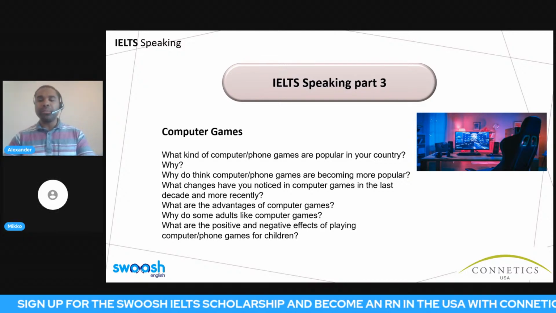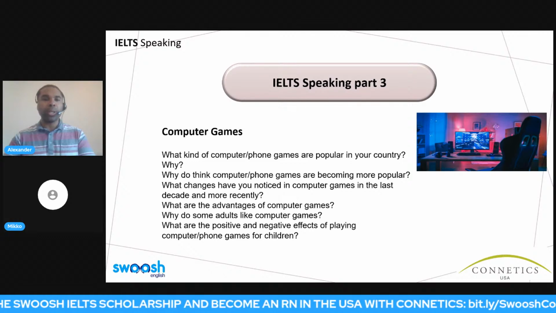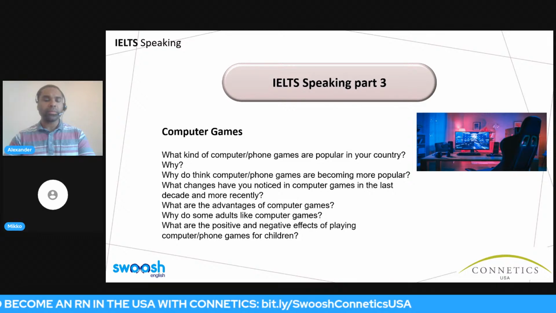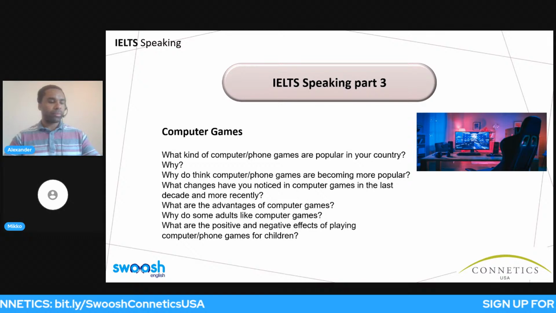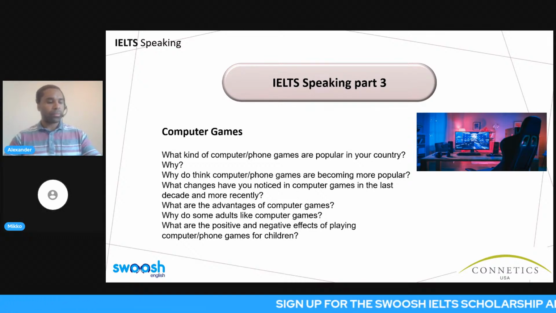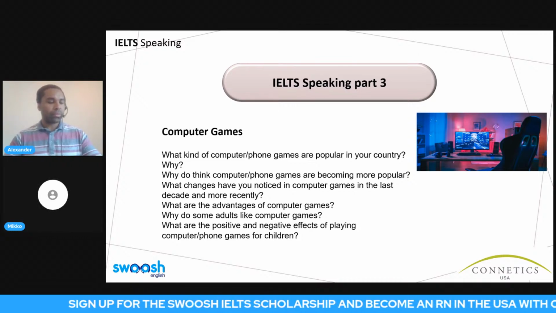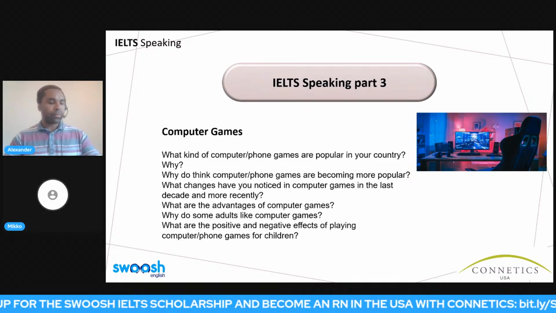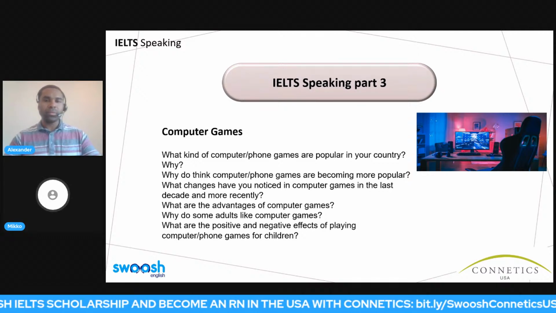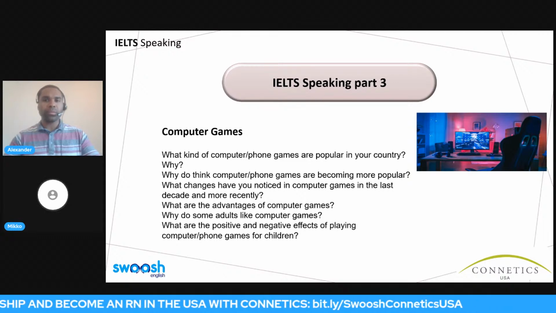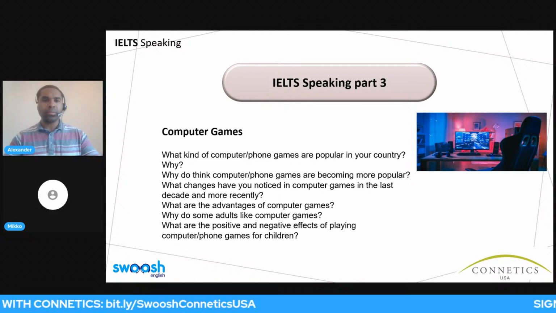Why do you think computer games are more popular now than they were in the past? Well, I guess it's more convenient and accessible, and at the same time you don't need to go to a certain place to play this kind of game, unlike in the past. So I think that's my thought about it.